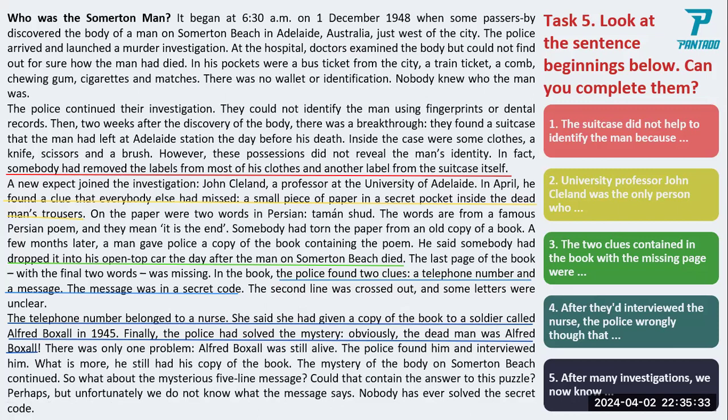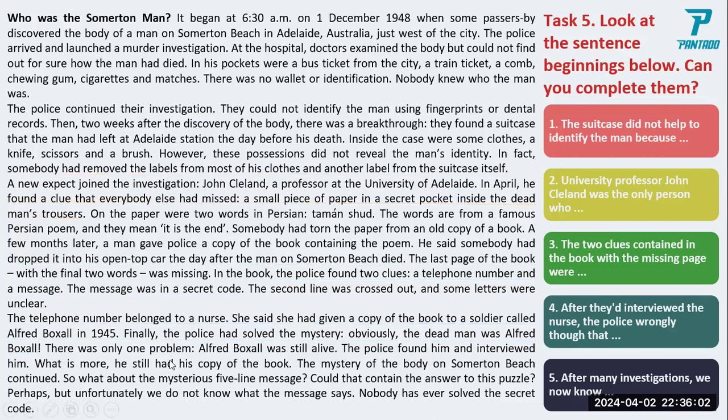After many investigations, we now know the telephone number belonged to the nurse. She said she had given a copy of the book to a soldier called Alfred Boxall in 1945. Finally, the police had solved the mystery. Obviously, the man was Alfred Boxall because of the nurse.